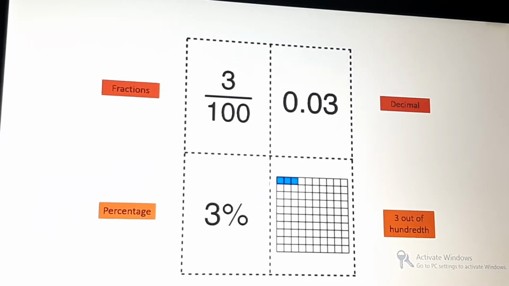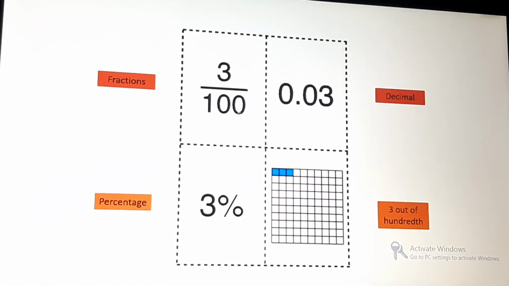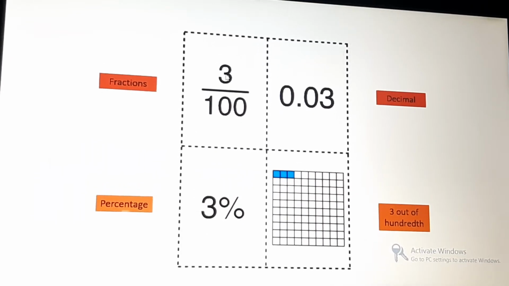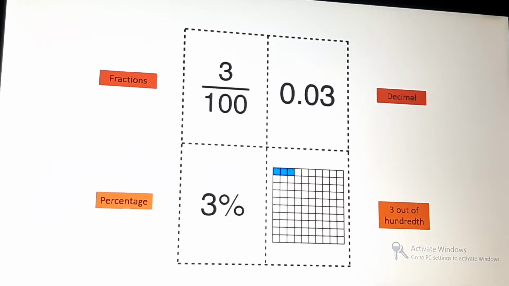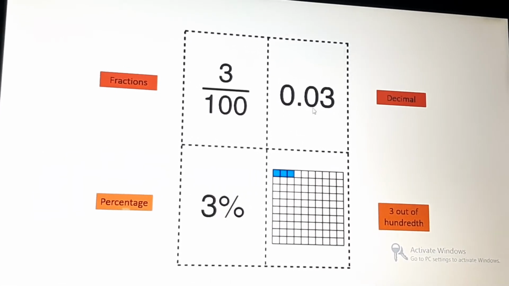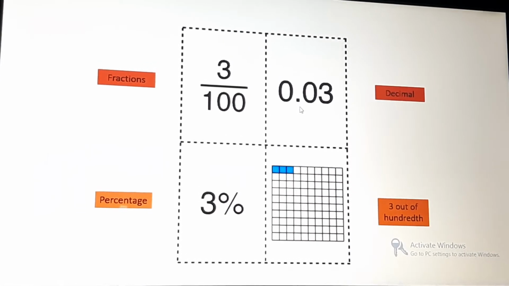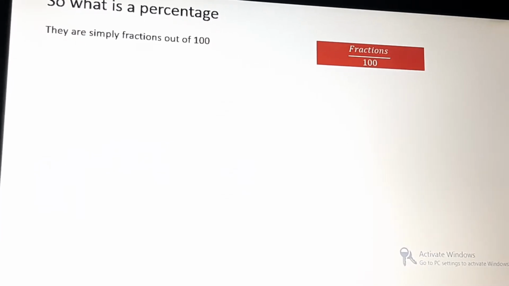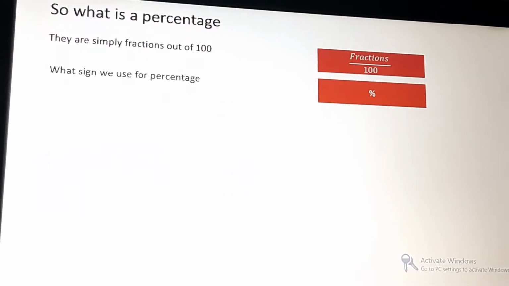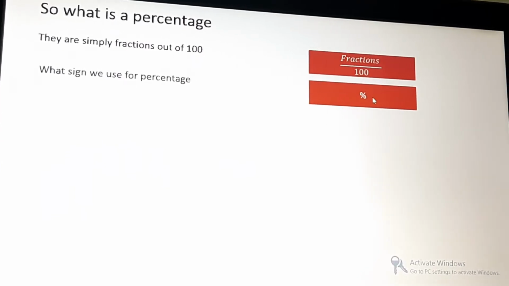Now see, if there are 100 boxes here, only 3 of them are colored. Means in the form of fraction, we can write it as 3/100. Means 3%. Or from our last lecture, we know that we can write it as 0.03 in decimal form. So what's the percentage? Yes, they are simply the fractions out of 100. And we use this percent sign to denote the percentage.